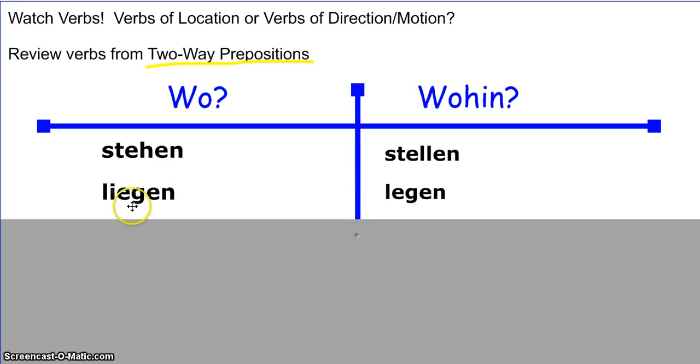That brings us to liegen versus legen. Liegen is the English lies. Therefore, it is in a situation of it lies there, so location, versus legen, it lays there. So this is the lie versus lay. If it's laying there, that means you are laying it there, you're putting it in a position of laying down. So now we have stehen versus stellen, liegen versus legen.